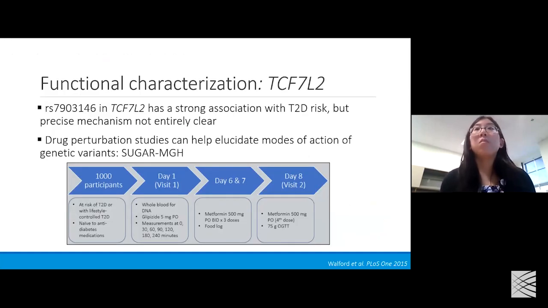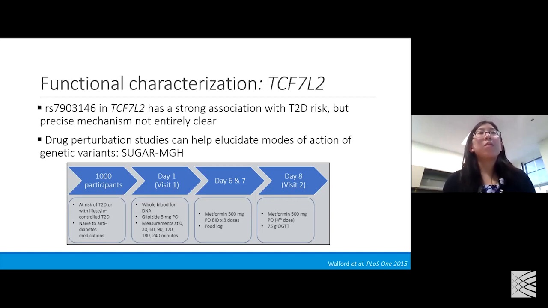Pharmacogenetics can also be used to understand the function of identified gene variants. This polymorphism in TCF7L2 has been the strongest association with type 2 diabetes risk discovered from GWAS, but the precise mechanism is unclear. There's thought that the variant diminishes beta cell function, but there have been many efforts to identify other contributing mechanisms.